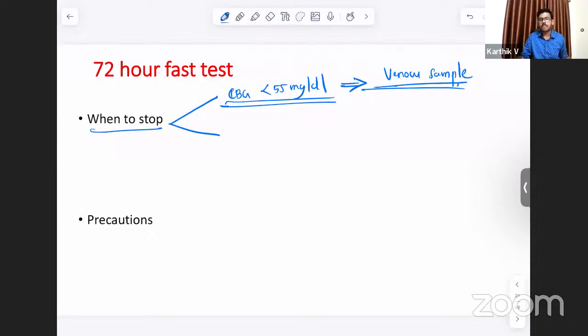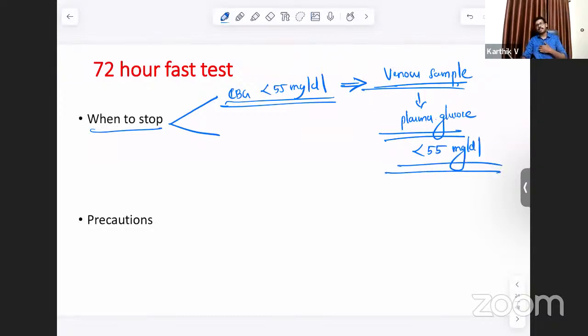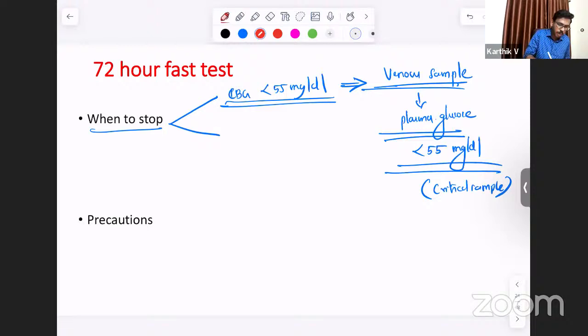Then you take a venous sample. And in this venous sample, you ask for plasma glucose, because so far we have been looking at the capillary blood glucose. I've told you the glucometer's value can go wrong at extremes of values. So you check for plasma glucose, and you confirm that the sample is a critical sample only when the plasma glucose is also less than 55 milligram per deciliter.